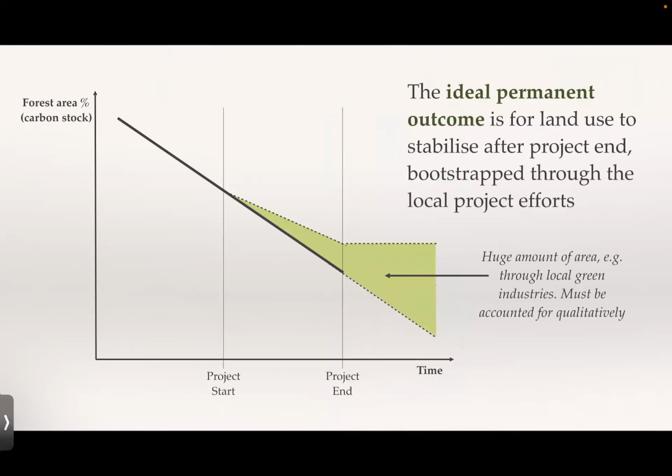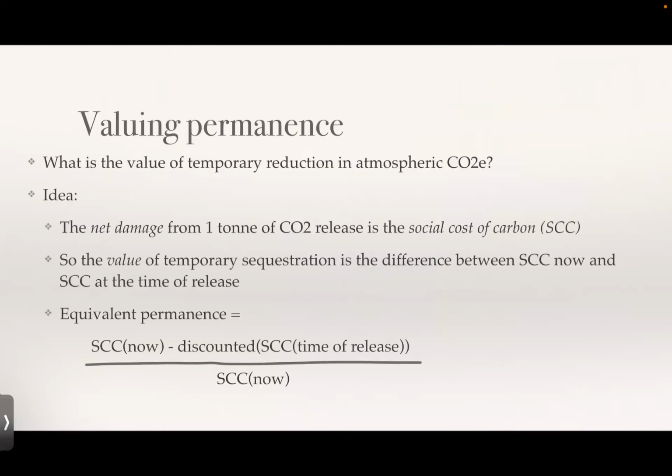Okay, and so in permanence, we want to have a permanent outcome. Let's say the upper line represents the avoided deforestation, so the rate of deforestation slowed down. What we'd really like is that at the end of the project, the deforestation pretty much stops, and of course the counterfactual keeps going down. So this green area is the amount of permanence that we have. That would be ideal, but in fact we will not have that. And so we value permanence using this formula over here.